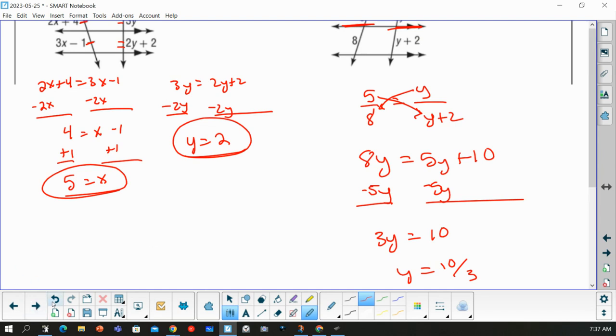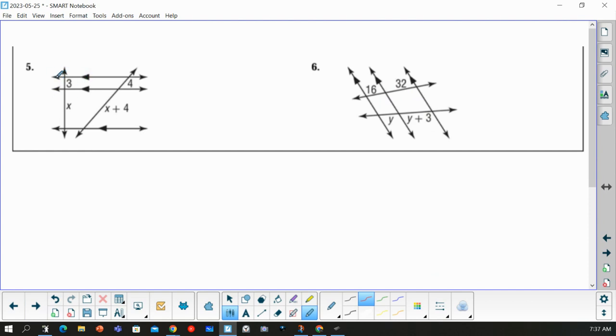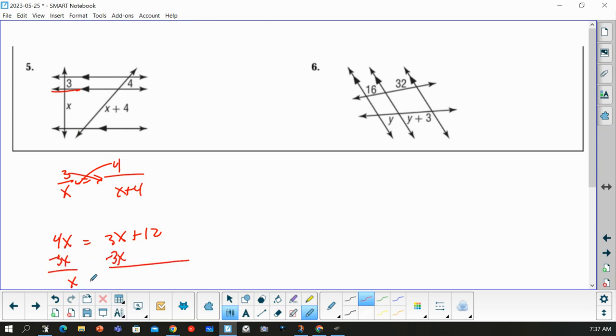And let's see here. I think there's 2 more questions. Same thing. This didn't say anything's equal, so I have to set up my ratio. 3 over x, 4 over x plus 4. Okay, so 3 over x. 3 times the x plus 4 would be 3x plus 12. The 4 times the x would be 4x. So that's what goes on each side. Subtract 3x from both sides. Lots of algebra in this, isn't there? I get x equals 12 because 3x minus 3x is gone.